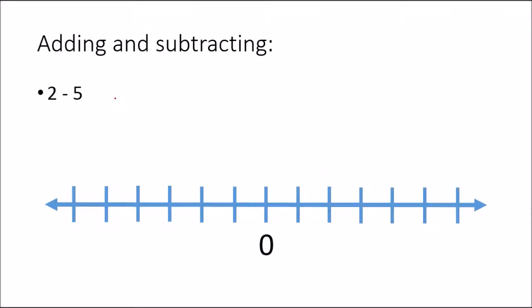Now this slowly becomes a little bit more complicated. So we're doing 2 minus 5, well 2 is here. Now minus 5 means that we're going to move 5 spaces to the left. We're actually going to go below 0 at this point. So minus 2 would take us to 0, but minus 5 is going to take us all the way down to negative 3 as our answer.